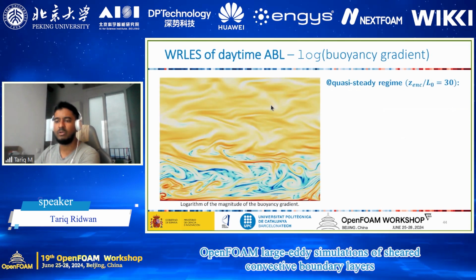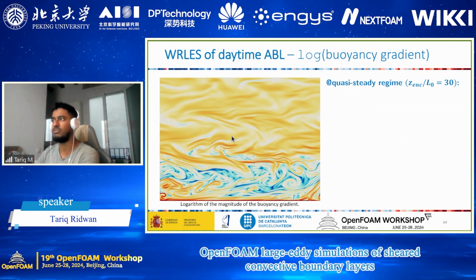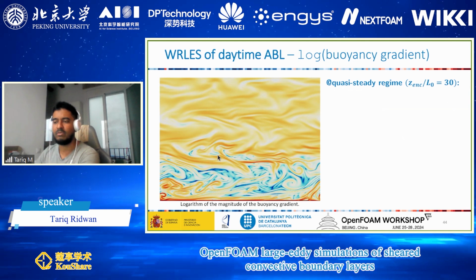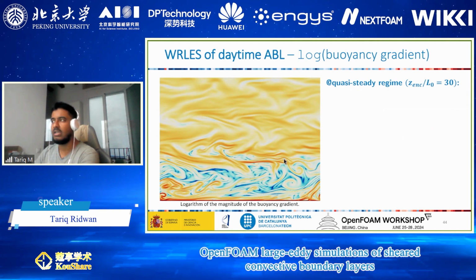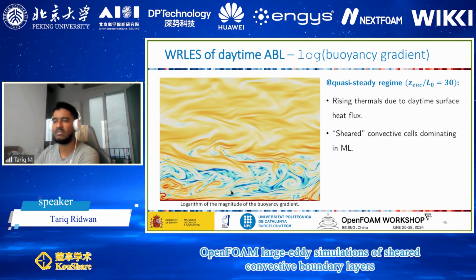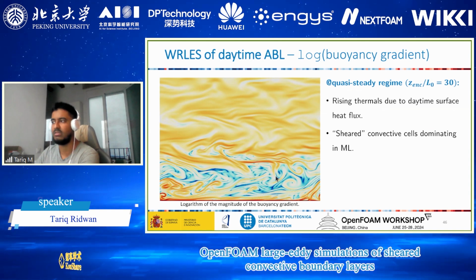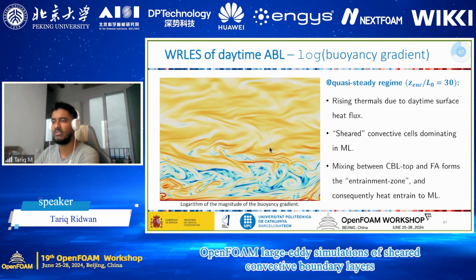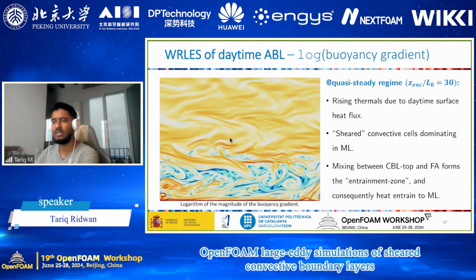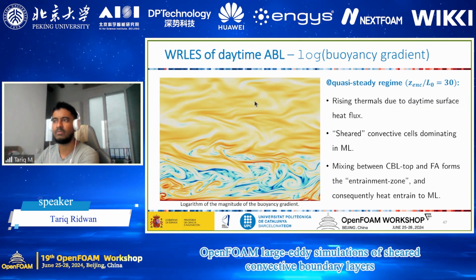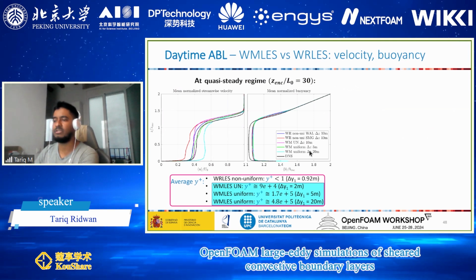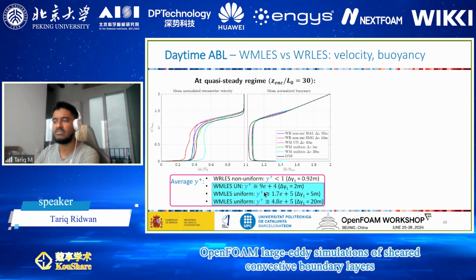Moving to the contour plot, I wanted to show the boundary layer in real colorful CFD. Here we have the mean of the magnitude of the buoyancy gradient. It shows the rising thermals from the ground due to the surface heat flux, and there are sheared convective cells in the mixed layer. Then in the entrainment zone we have the exchange of heat between the free atmosphere and the boundary layer, and the heat is entraining from the free atmosphere to the mixed layer.